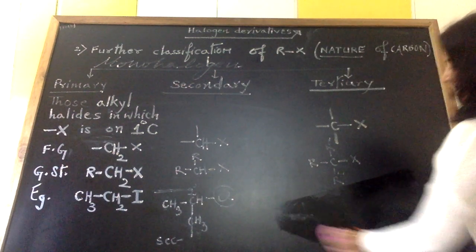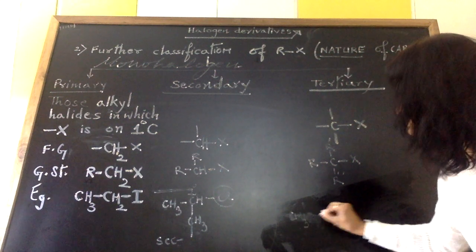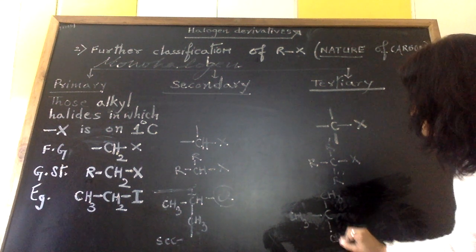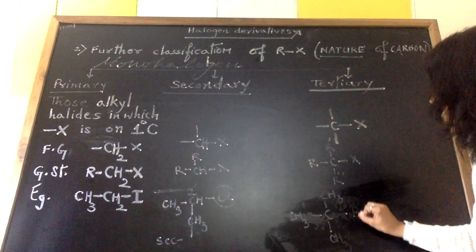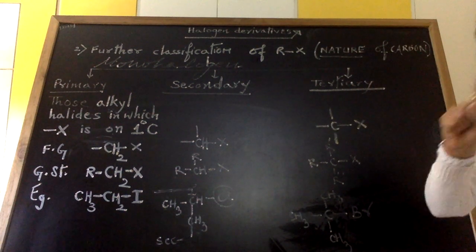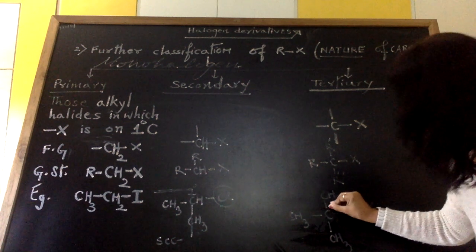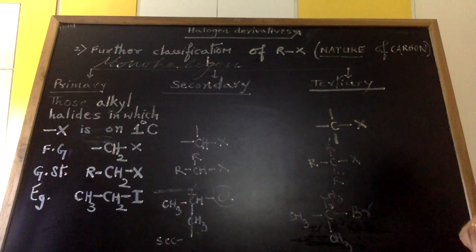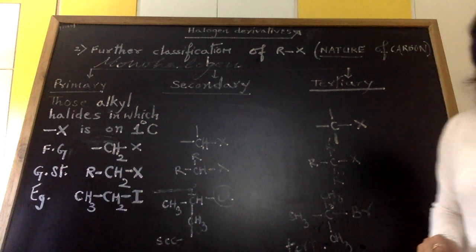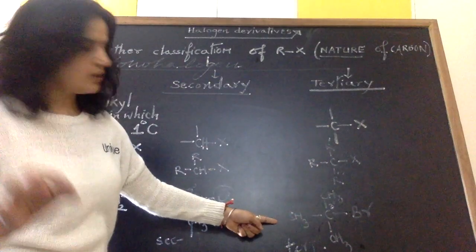Now we go to the example. (CH3)3C, we take 3 CH3 groups, dash Br. Now again we write the name, common name. First thing I have to see is which carbon the halogen is on. Halogen is on a 3-degree carbon. So we take the prefix tert. Common system is going on.